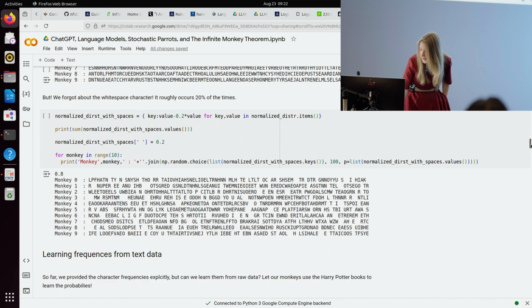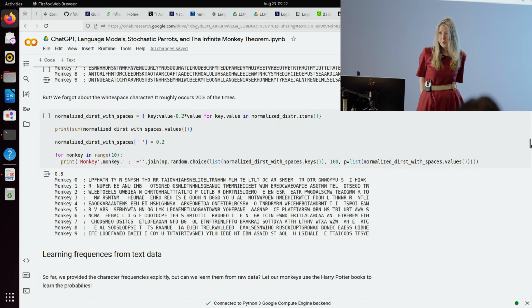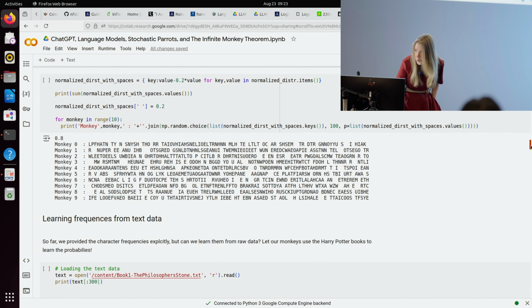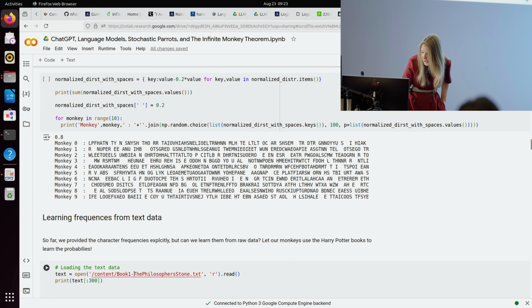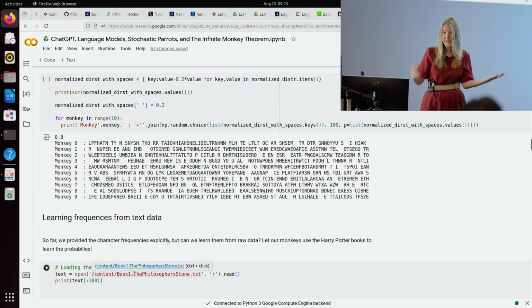So let's again improve our process. Let's optimize. Let's target not just any English, but let's try to generate Harry Potter from scratch, the very first book of Harry Potter. So we'll now estimate these frequencies from the Harry Potter book. Instead of providing them explicitly, we will just get the statistics from the book. So I downloaded the very first book of Harry Potter. It's just a simple text file, nothing else.